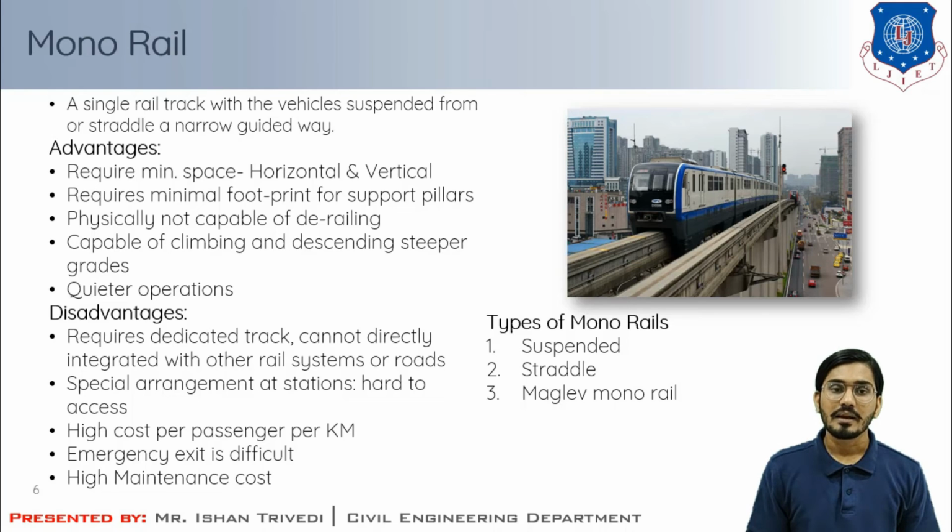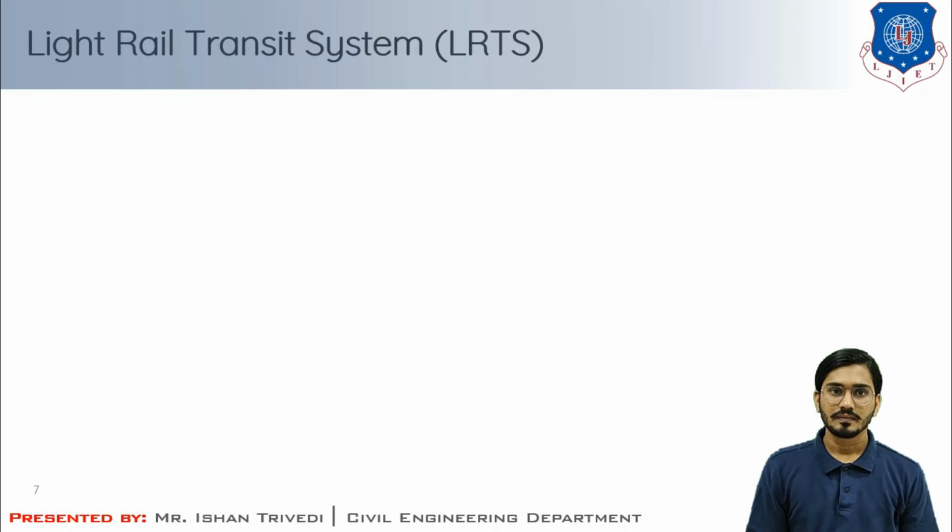Then next is maglev monorail. Here the maglev monorail operates on the same principle as a straddle monorail. But the difference is that it operates on a different technology, and that is magnetic levitation. And it is one of the fastest and most energy efficient technologies. Next system is the light rail transit system, LRTS.